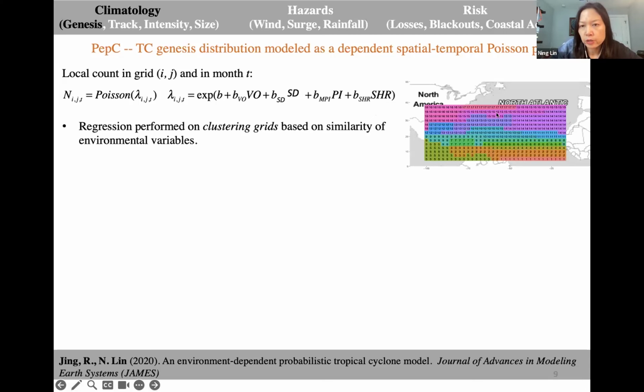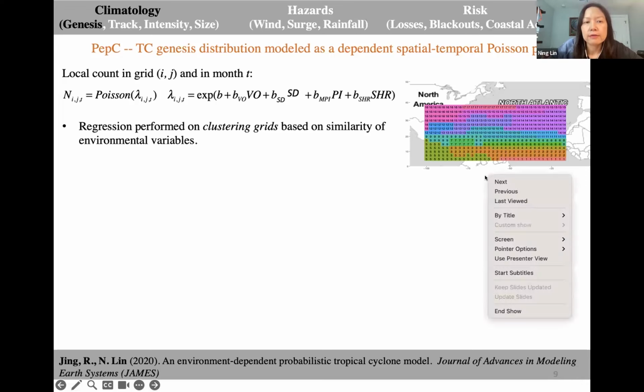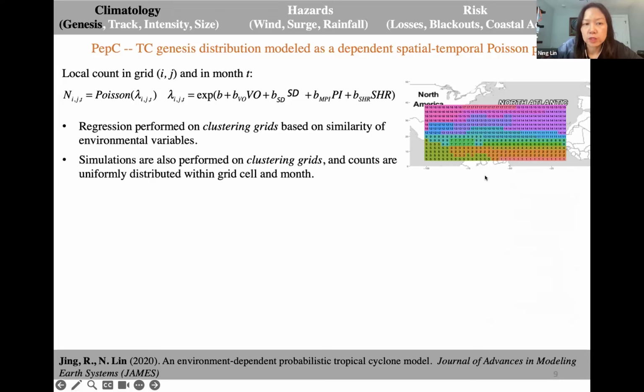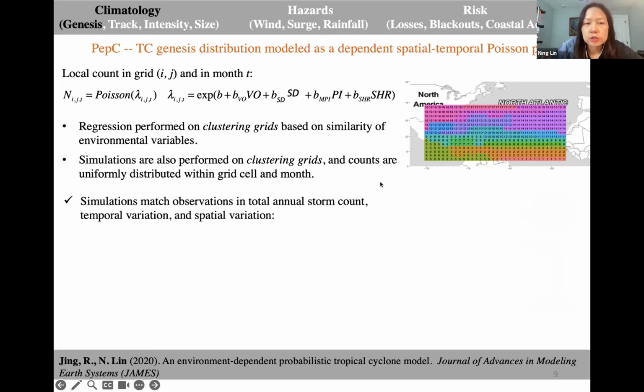For example, for a particular month in the North Atlantic, the algorithm will cluster the ocean grids into 17 grids. Each grid has a similar climate condition for TC formation, and we perform the Poisson regression on these 17 grids. Once we have developed the model, we can do the simulation also on clustering grids. Within the grid, the counts will be uniformly distributed within the grid and the month based on Poisson theory. So the simulations match with observation relatively well.